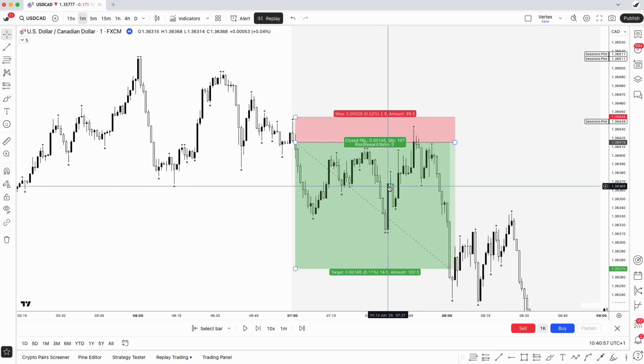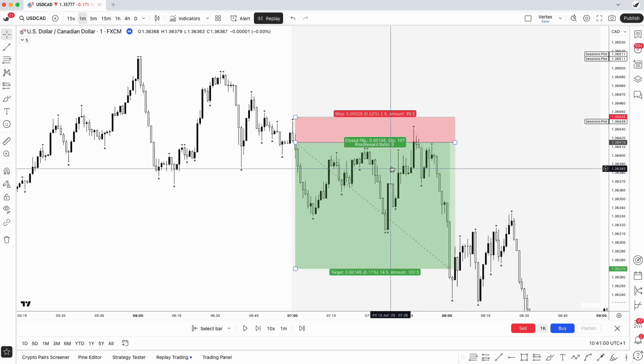Brings our total up to 14R. So over the last 2 weeks, first week was 20R, second week was 14R. So we're looking at 34R in the space of 2 weeks.